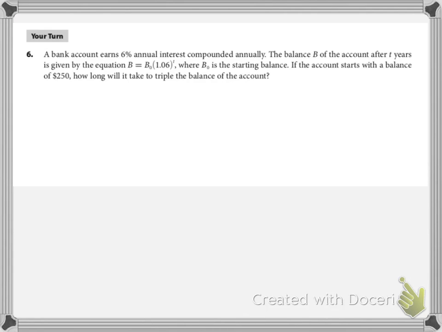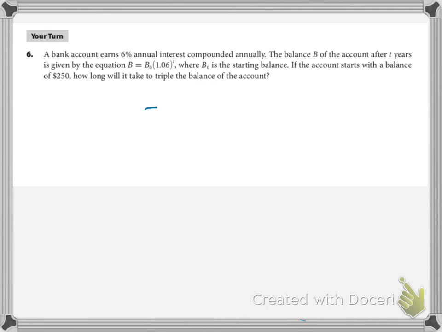Now we know what that really means. That 1.06 means that this thing has been growing over this time period at a rate of 6%. The 1 means I have 100% of my original deposit plus 6%. So that B sub 0 means my initial deposit that I'm going to make. And we want to know, if the account starts with $250, how long will it take to triple the balance of the account.